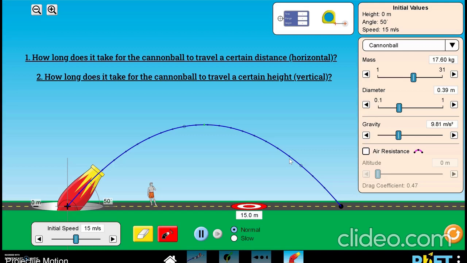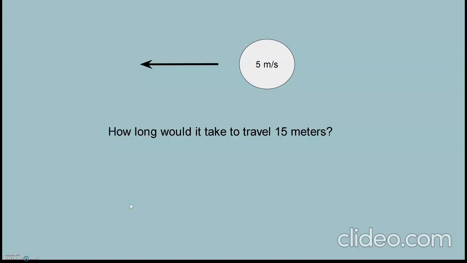Since we know that the horizontal velocity is always constant, it's obviously a bit easier to calculate the horizontal distance rather than the vertical height. So let's start with the horizontal distance with a simple example. Imagine we had an object that was traveling at 5 meters per second horizontally. How long would it take to travel 15 meters? Well, this is a pretty simple problem. All we have to do is ask ourselves, 5 times what equals 15? And then to solve this, we do 15 divided by 5 and we get 3 seconds.